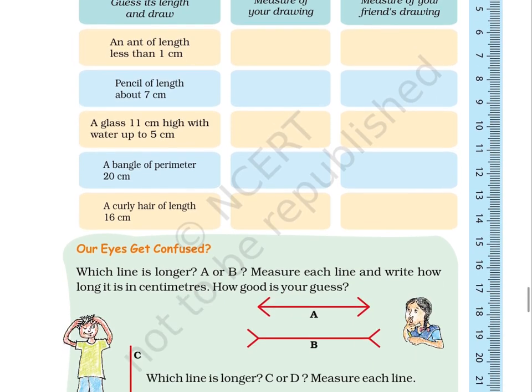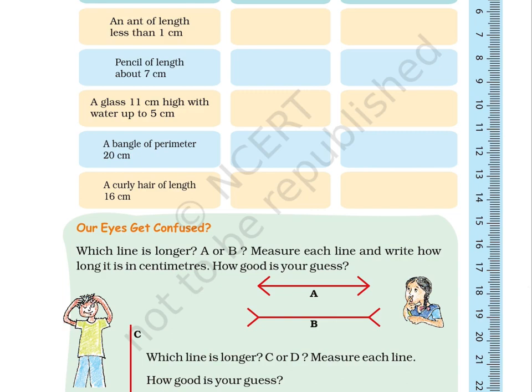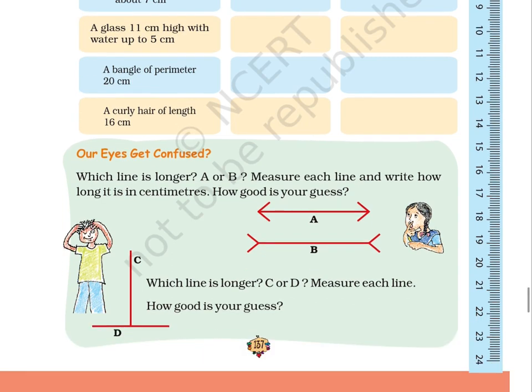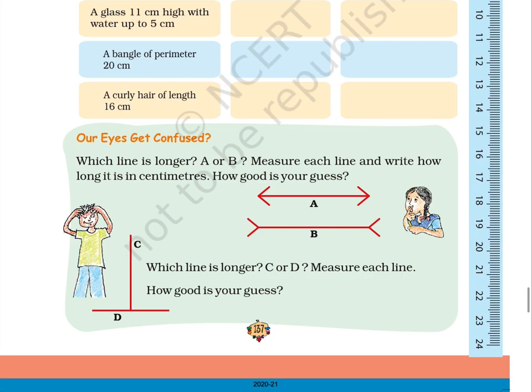Our eyes get confused. Which line is longer, A or B? Measure each line and write how long it is in centimeters. How good is your guess? Below this are given 2 lines with arrows marked on both their ends, line A and line B.